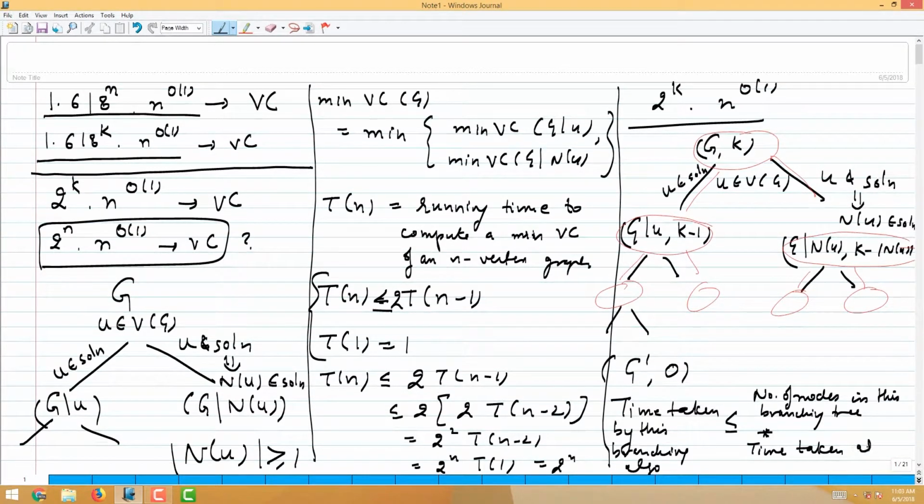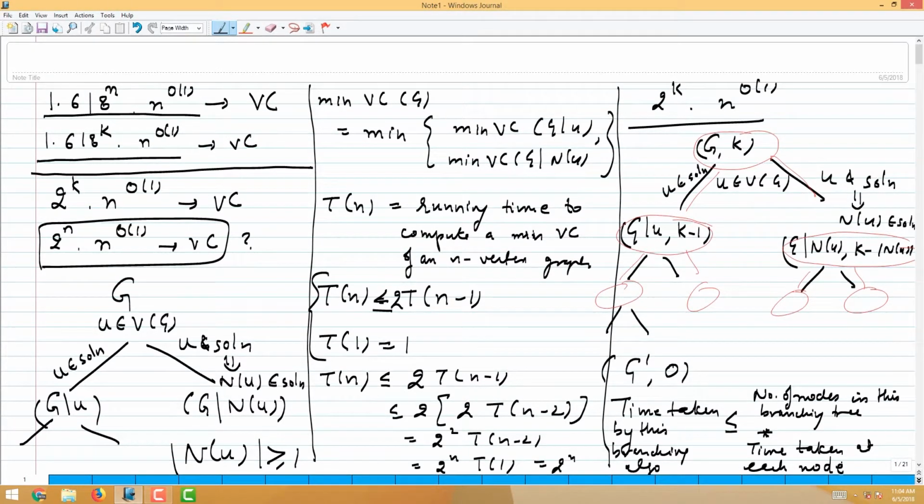When I say time taken at each node, meaning each node corresponds to an instance, right? So when I'm at that node, how much time will I take? For example, suppose I'm at a node corresponding to the first instance, G, k. How much time will I take there? What am I supposed to do there? I'm supposed to find a vertex in the graph, I just want to check if there is a vertex in the graph which has some edge incident on it, okay? That's all that I have to do. So how much time am I spending at the node G, k?